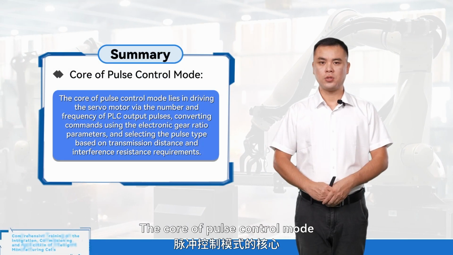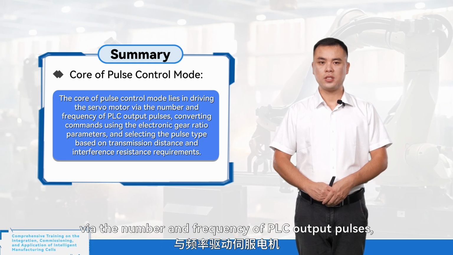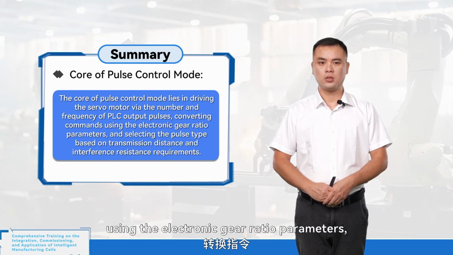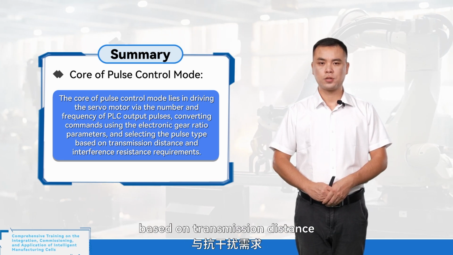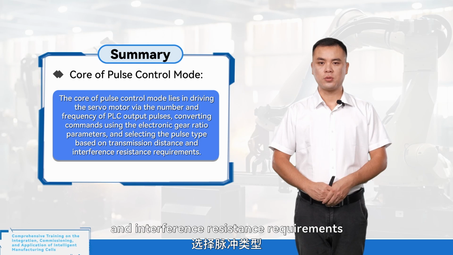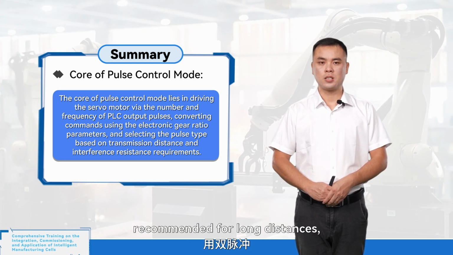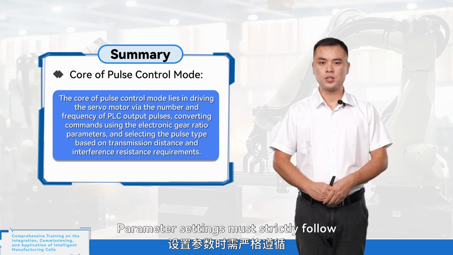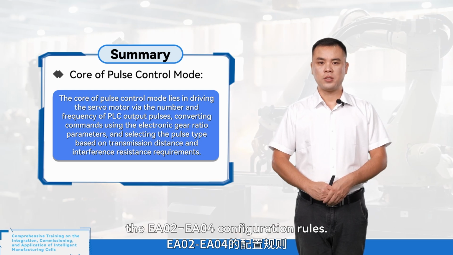The core of pulse control mode lies in driving the servo motor via the number and frequency of PLC output pulses, converting commands using the electronic gear ratio parameters, and selecting the pulse type based on transmission distance and interference resistance requirements. Dual pulse recommended for long distances, AB phase for high precision. Parameter settings must strictly follow the EA02, EA04 configuration rules.